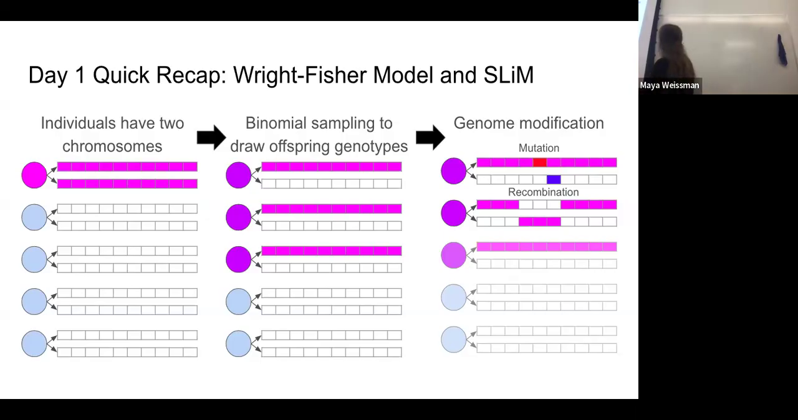Yeah. So mu is mutation rate. Yeah, so in a single generation, how many mutations will you get on average? Or how would we just begin to calculate it?